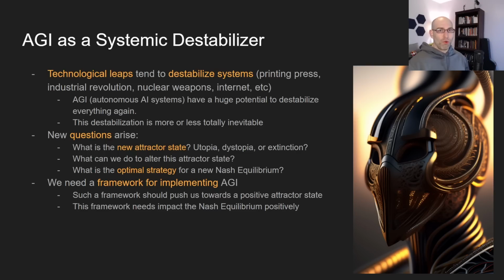And then finally, what is the optimal strategy for each of those kinds of stakeholders that I mentioned, individuals, corporations, governments, and militaries, to create a new Nash equilibrium in light of AGI. So basically, we need a Nash equilibrium framework for implementing AGI to push us towards a desirable or positive attractor state. So all that is a really complex way of saying we need a plan. We need a plan of implementing AGI in such a way that we will trend towards utopia rather than dystopia or extinction.